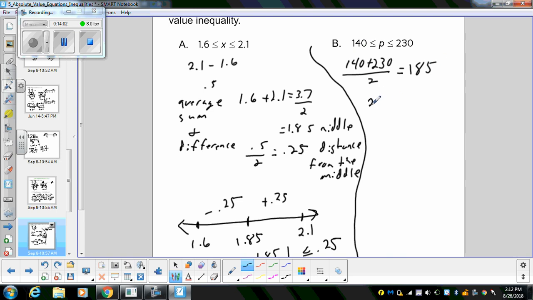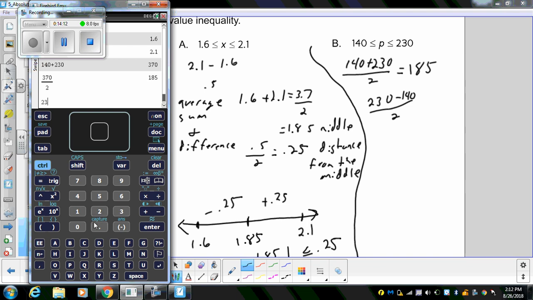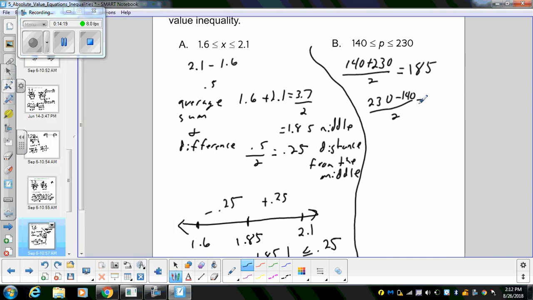And then we do the same thing. So now it's 230 minus 140 divided by 2, which gives us 45. So on my number line, in the middle is 185. Check my work. I should go plus 45. That should take me to 230, which it does. And then subtract 45 should take me to 140, which it does. Therefore, my answer is simply T minus 185 is less than or equal to 45.